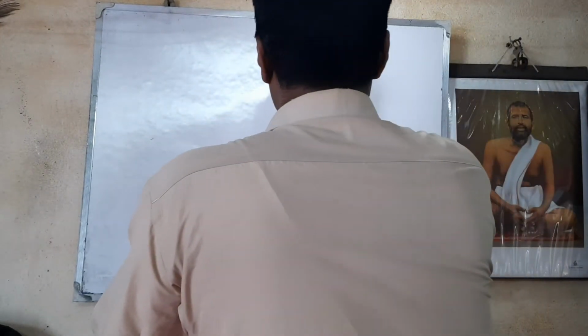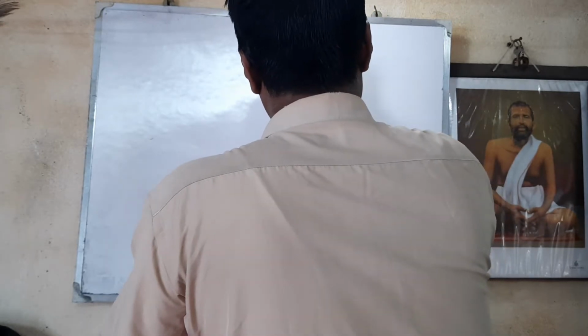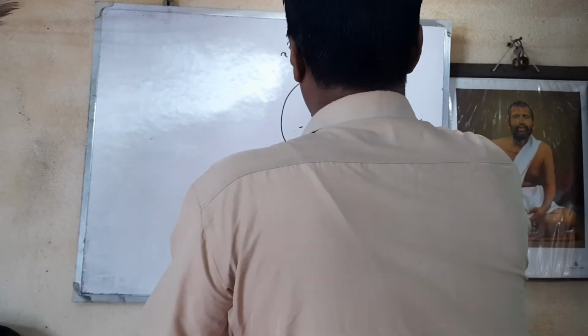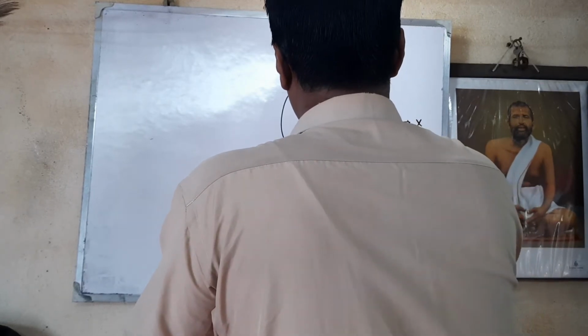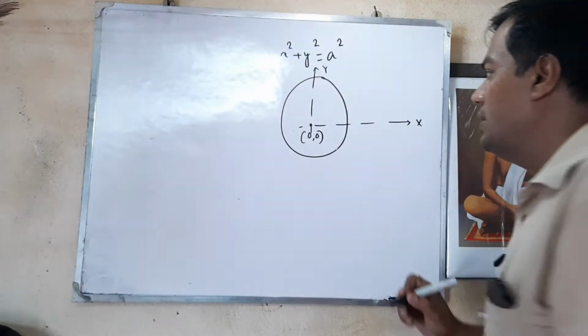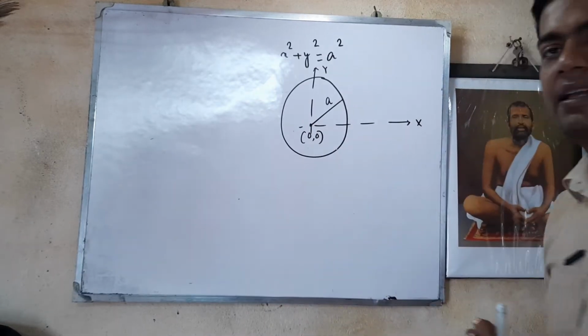So, if we draw the circle, it will be just like that. So, it is our x-axis and it is our positive y-axis. It is the center of the circle. Let it be taken as the origin, that is 0,0, and the radius of the circle, it is a.